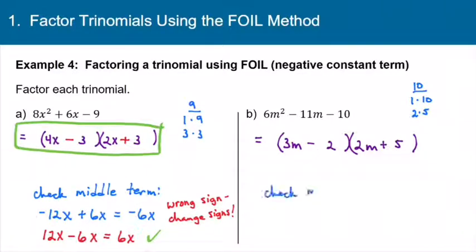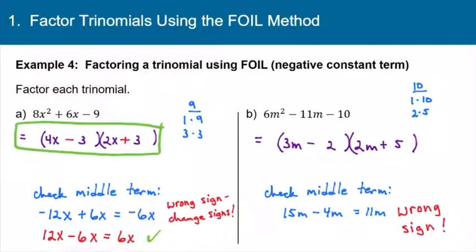And now let's check our middle term. So outer times outer is going to be positive 15m. Inner times inner is going to be negative 4m. Those add up to positive 11m. So again, I have the right number that I needed, but I have the wrong sign. It's positive 11m and I need negative 11m. So all I have to do is change the signs. And so I'll change this minus to a plus and this plus to a minus.